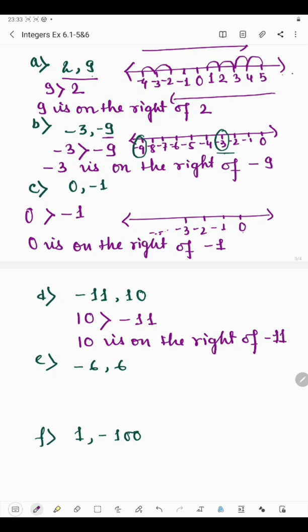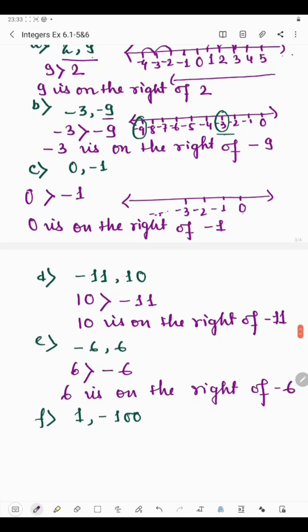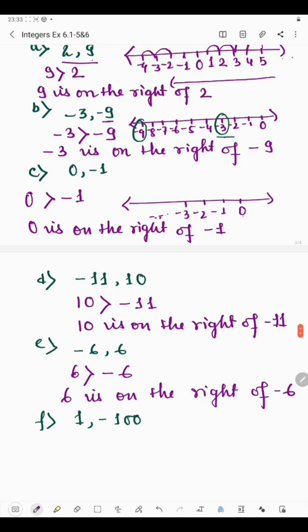Now in the E part we have -6 and +6. We know that any positive number is greater than a negative integer. So 6 is greater than -6, and if any number is greater than another number, then the greater number will lie to the right of that number on the number line. So we'll write 6 is on the right of -6.